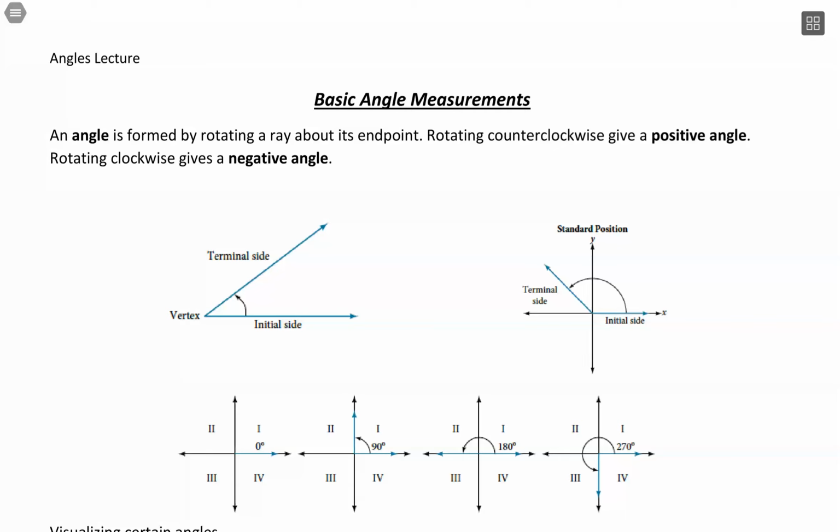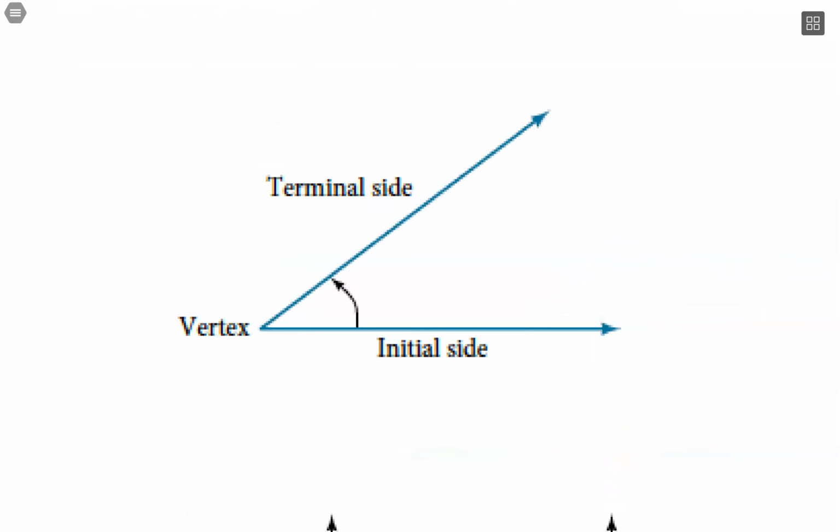So let's go over some basics of measuring angles. With this, we'll get some terminology. We'll also get some tips and tricks for how to visualize these angle measurements once we're on our XY coordinate system. So an angle is a measurement, and it's between this initial side and terminal side.